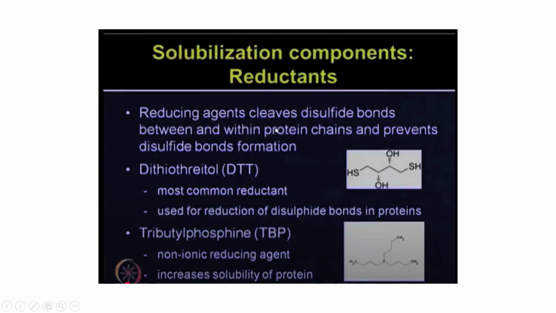Then there are certain reductants as well. These reducing agents cleave disulfide bonds, like DTT and TBP, and these are non-ionic reducing agents. This is the most common reductant which is used, and it basically breaks the disulfide bonds.